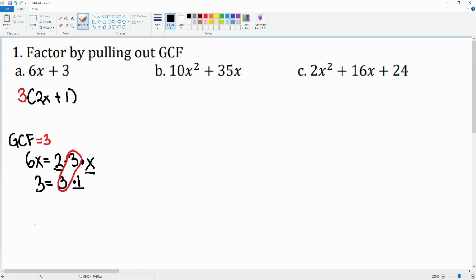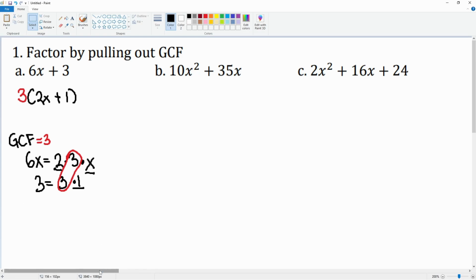We can double check by distributing. If you don't believe me, you can just distribute back in. 3 times 2x, which is 6x. 3 times 1, which is 3. That is how you can double check your work. That's how we know it's valid.